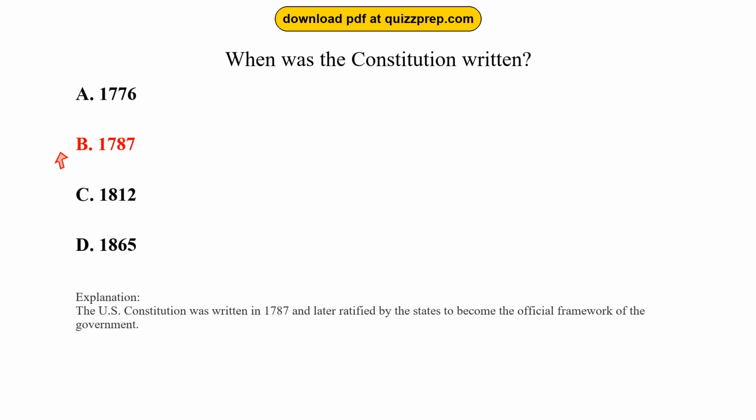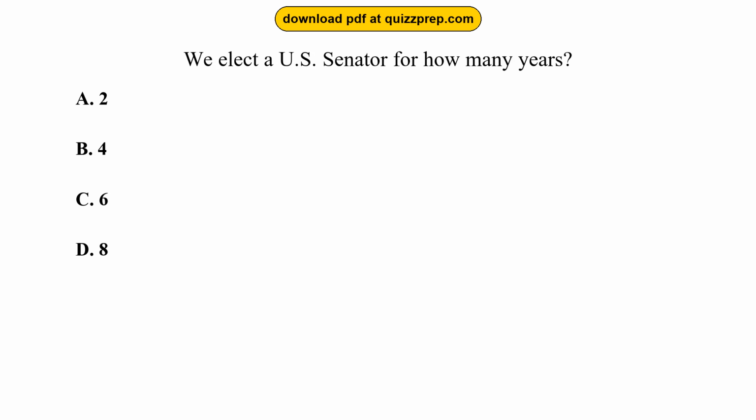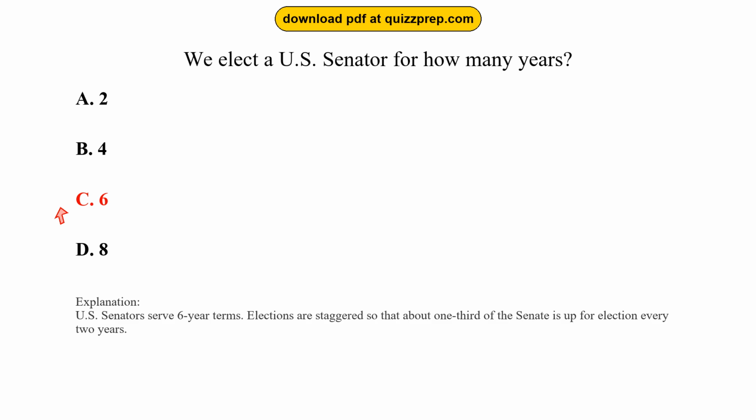government. Question 62. We elect a U.S. Senator for how many years? Option A, 2. Option B, 4. Option C, 6. Option D, 8. The correct answer is option C, 6. U.S. senators serve 6-year terms. Elections are staggered so that about 1/3 of the Senate is up for election every 2 years.